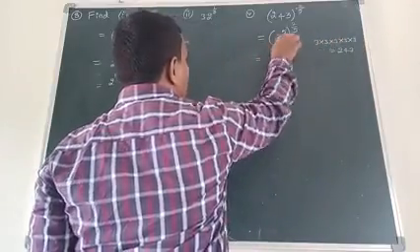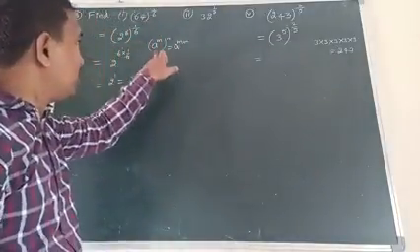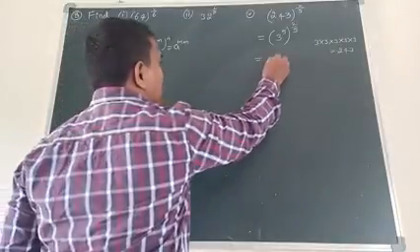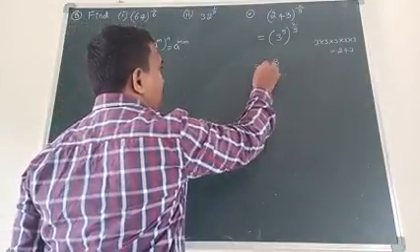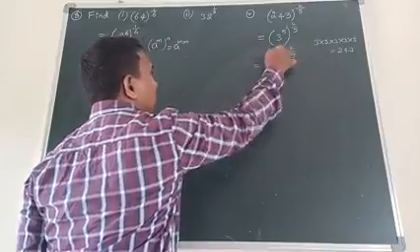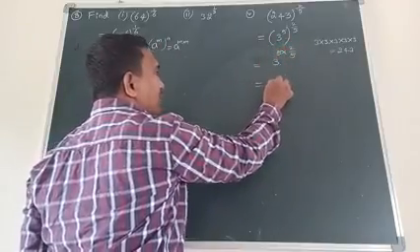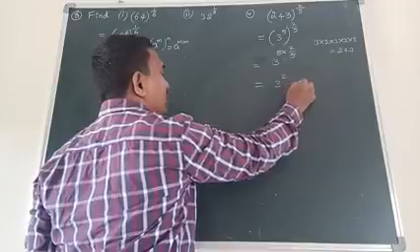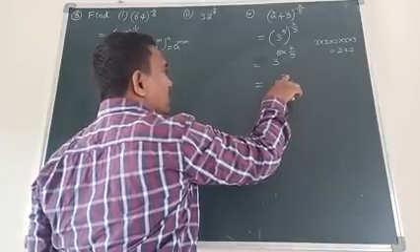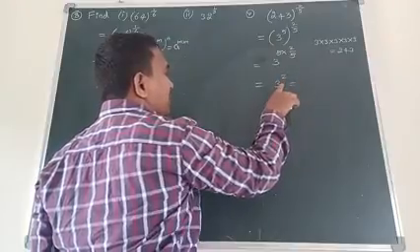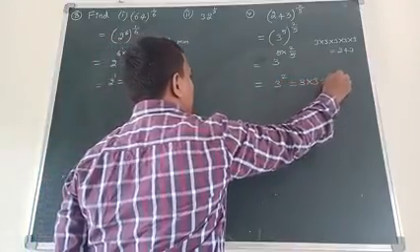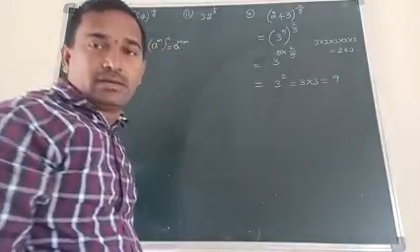Okay, now apply the same property. a power m whole to the power n equals a power mn. So here 3 power 5 into 2 by 5. So the 5s get cancelled. What is the value? 3 power 2. 3 power 2 means base is 3, exponent 2. So exponent 2 means multiply this base 2 times. 3 into 3, 9.